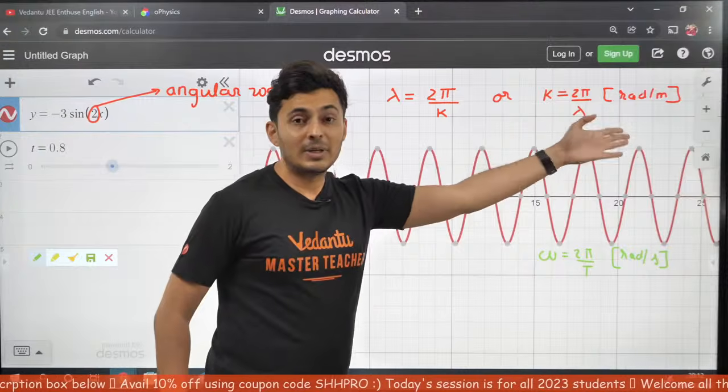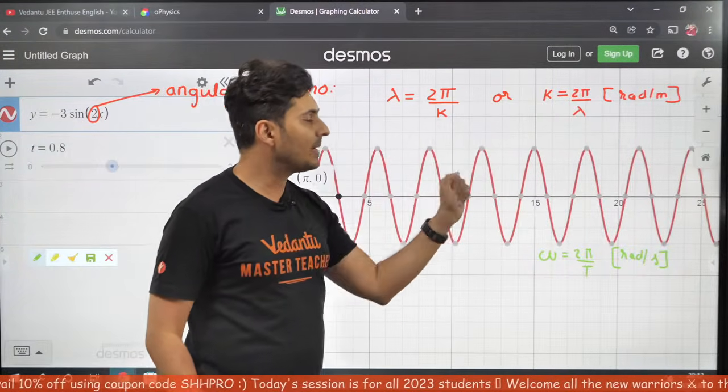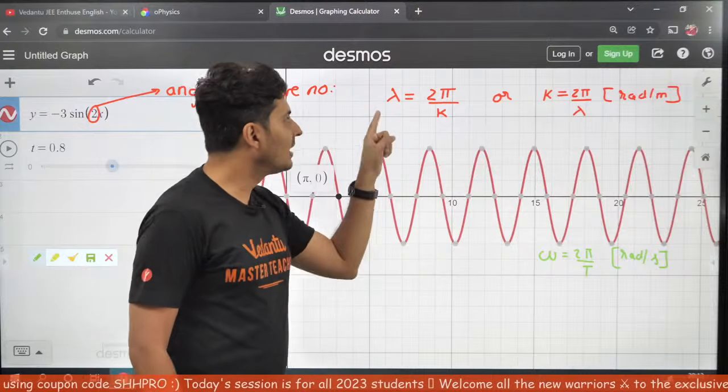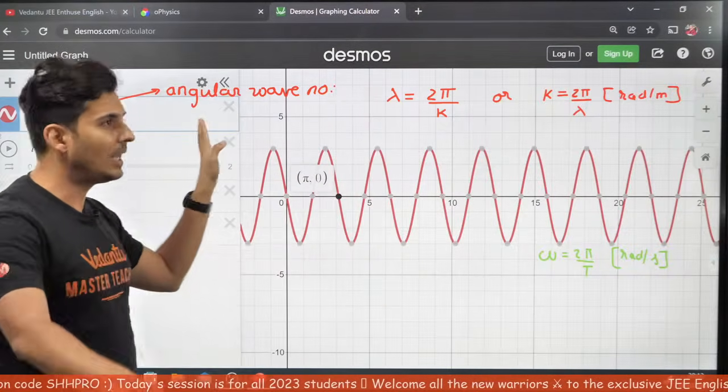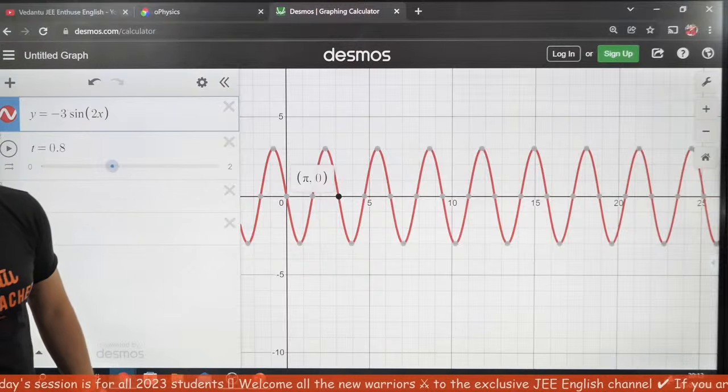K is basically telling me how much is the wavelength. Radians per meter, it is 2 pi by lambda. If I know k, I can find out lambda. K is basically the coefficient of x. Is that clear?